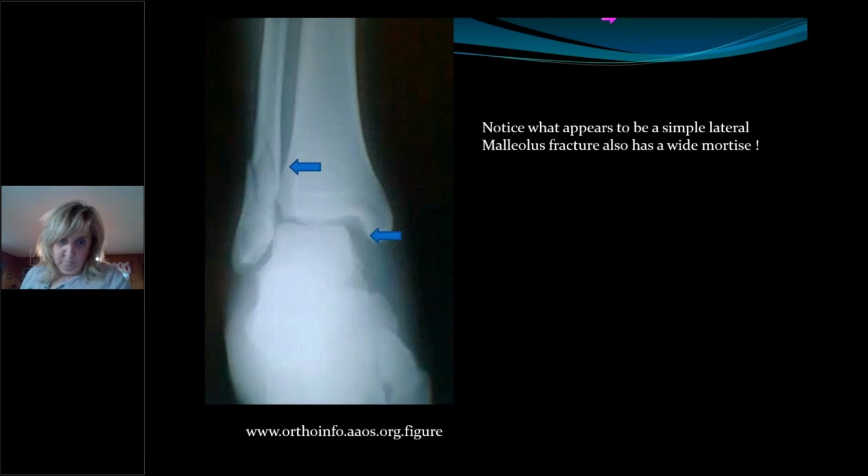So these are just some of the reasons why we think what we're thinking. But at the end of the day, again, nobody's going to fault you for immobilizing it, ice, elevate, non-weight bear, and appropriate referrals.